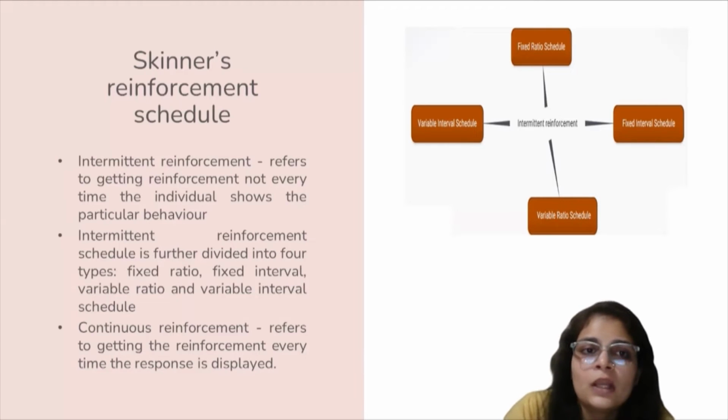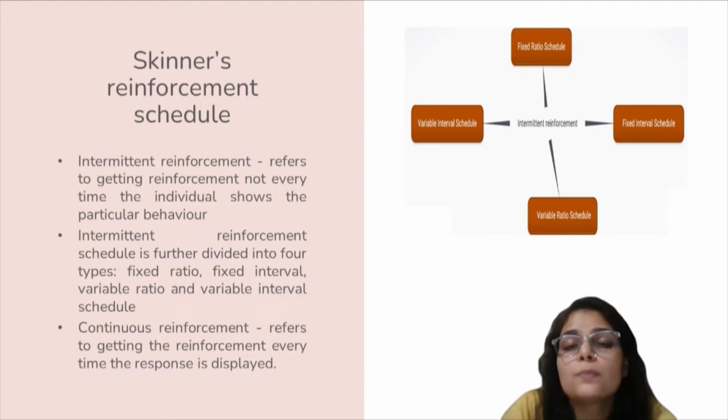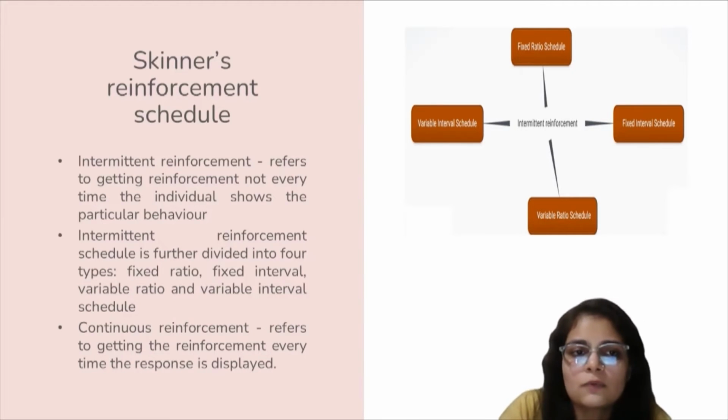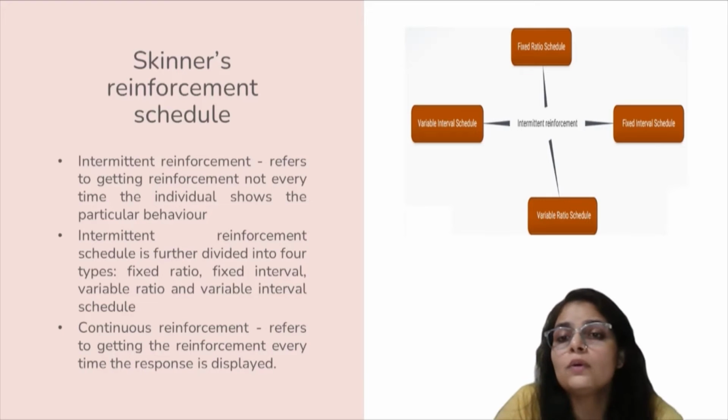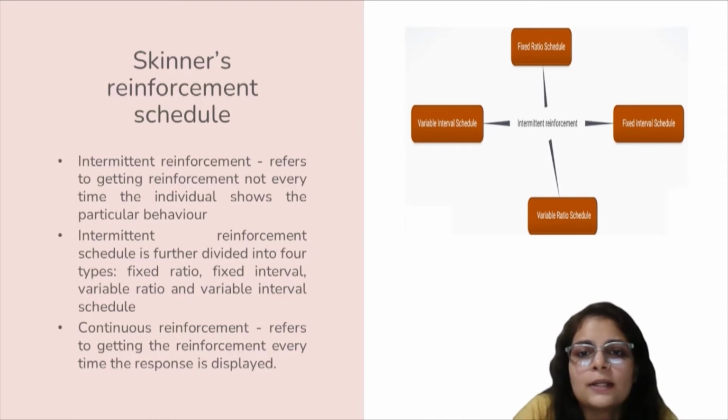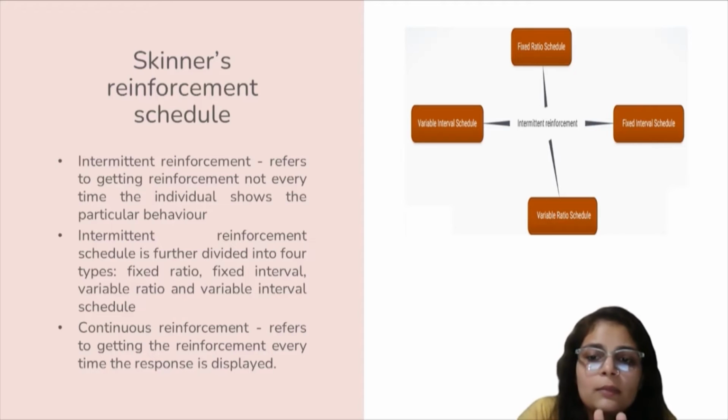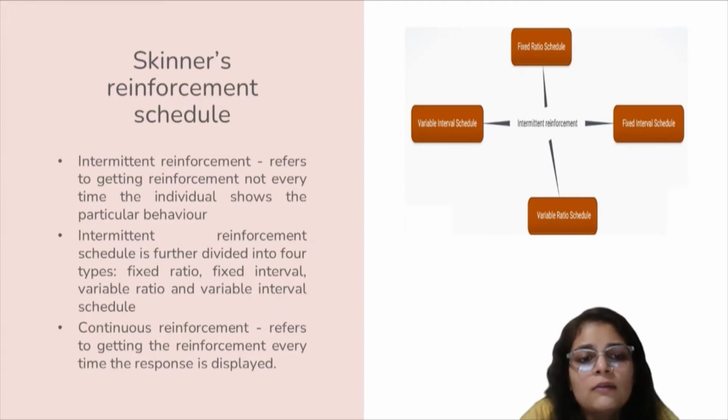Are we clear here? So it can be understood like a mother giving instant rewards to their child after just displaying the behavior is continuous reinforcement. But a mother saying, we will go shopping next week if you complete your homework today, in time. That is intermittent reinforcement. So according to Skinner, there were 4 intermittent reinforcement schedules: fixed ratio, fixed interval, variable ratio, and variable interval schedule. It is very easy to learn the difference between these.